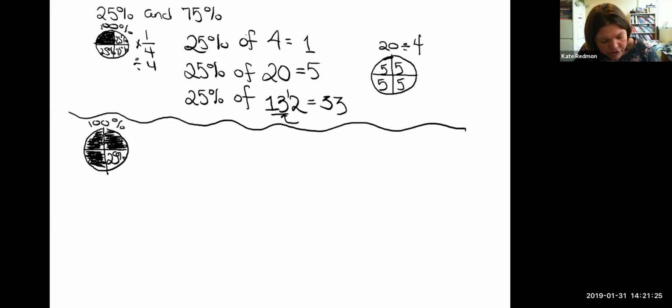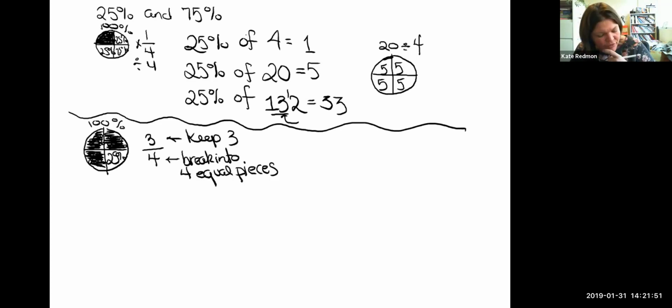3 of those quarters is the same as 75%. So yes, 75% is the same as 3/4. Now let's think of what 3/4 means. 3/4 means break something into 4 equal pieces and keep 3 of them. So we can totally do that.